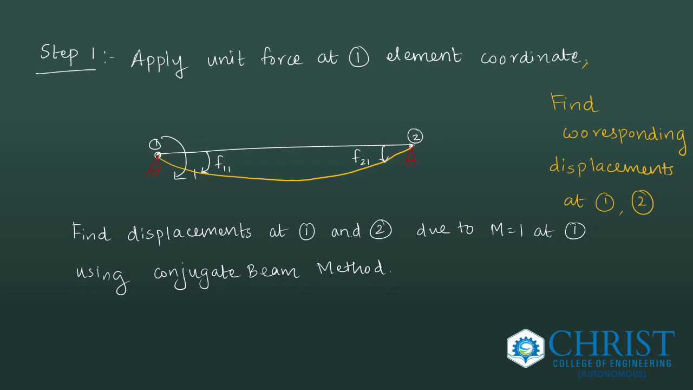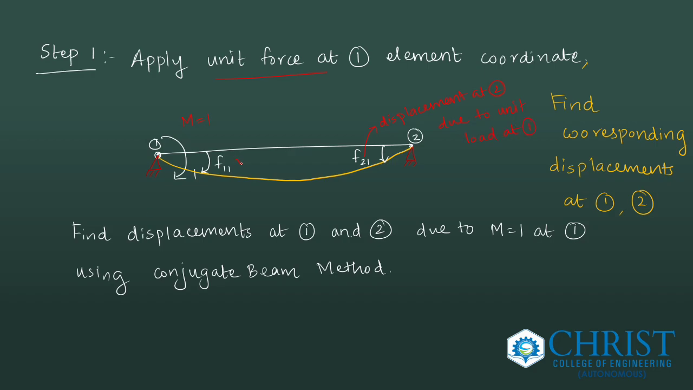For this, I apply the load. What should be the load? I am applying a unit force. That means the force is moment. Moment m is equal to 1 is applied. Correspondingly, displacements are obtained at 2 points 1 and 2. So F11 represents first point displacement due to load at the first point. F21 represents displacement at 2 due to unit load at 1.